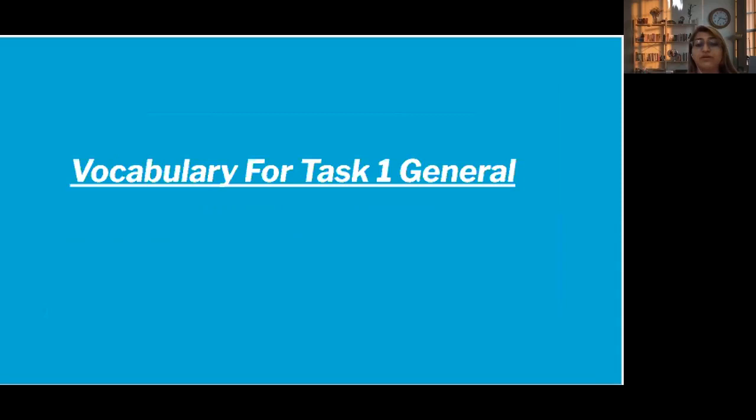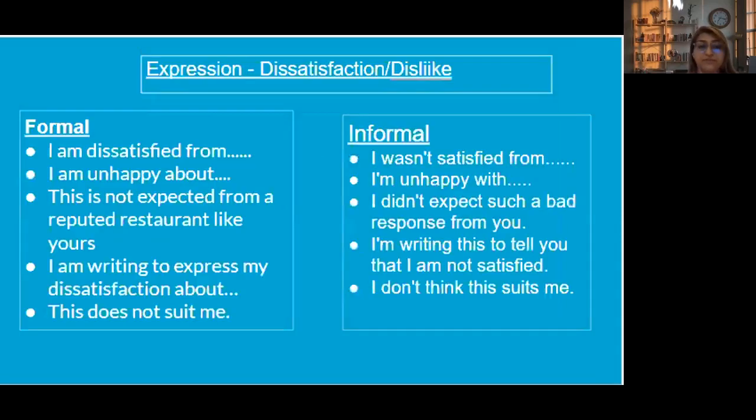Now let's cover vocabulary for task one for the general candidates. When you want to express your dissatisfaction in your letter writing, something you dislike, how will you write the formal and the informal statements? For the formal statement, you can say I am dissatisfied with, whereas informal it is I wasn't satisfied with. These statements are very helpful in your communication also.